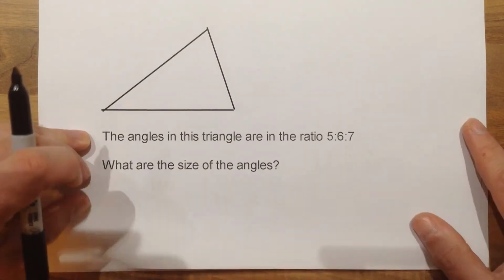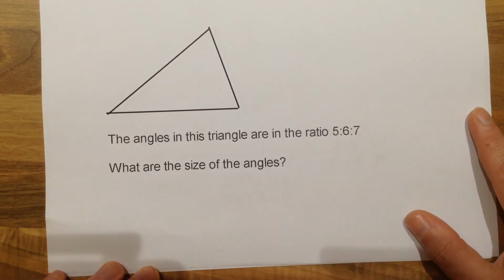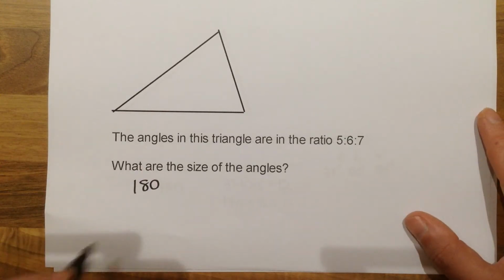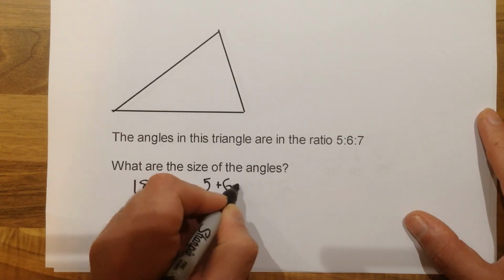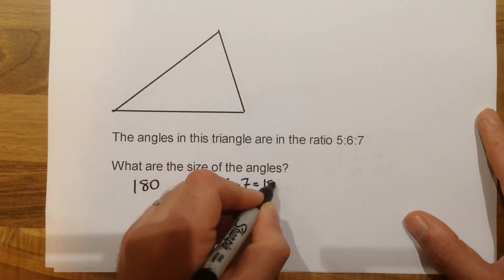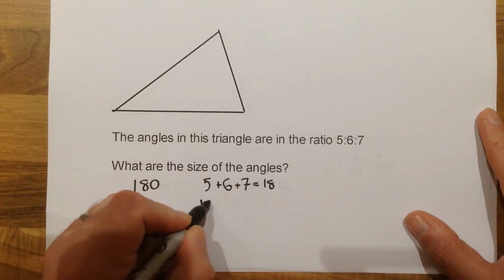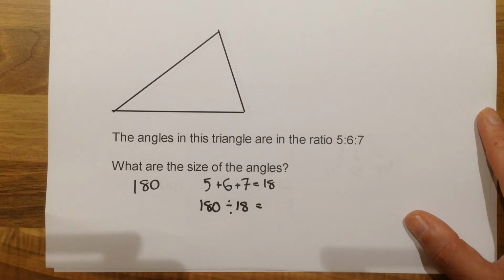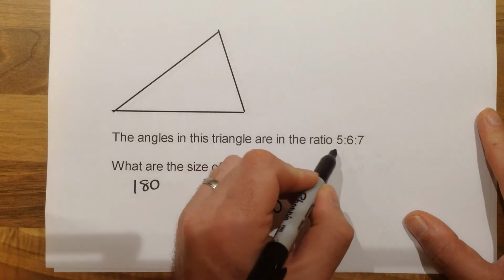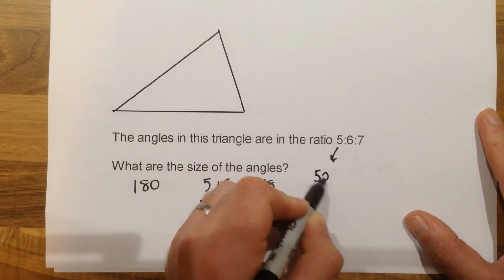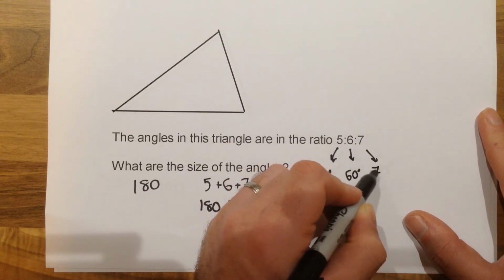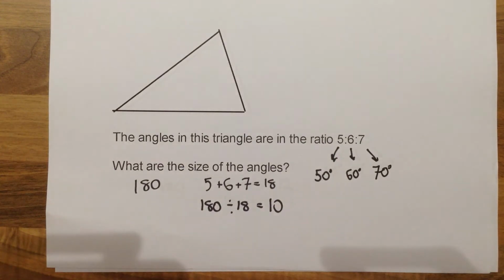Here's a second example of the same question, using different numbers this time. It's still 180 degrees because that is what we need to share because it's a triangle. So we would need to do 5 plus 6 plus 7 to give us 18. 180 divided by 18, so sharing the degrees between how many bits there are, will give us 10. So each bit is worth 10 degrees. So taking this back to the ratio, 5 times 10 would give us 50. 6 times 10 is 60. And 7 times 10 is 70. So they are the 3 angles within the triangle.